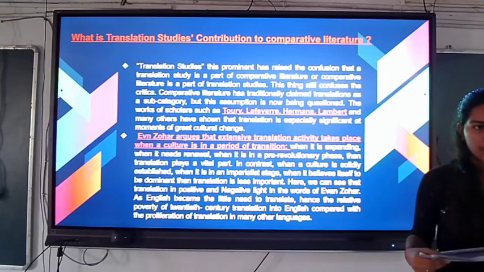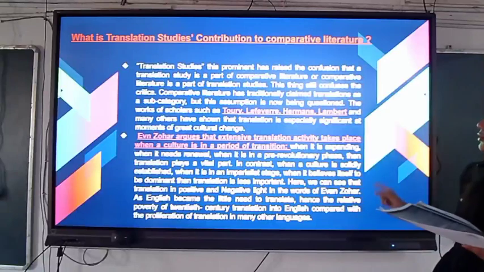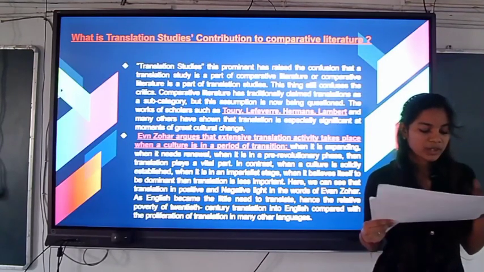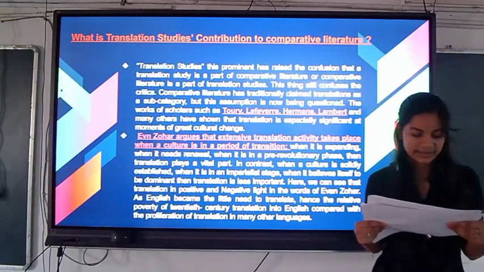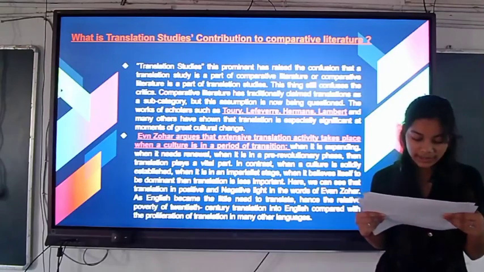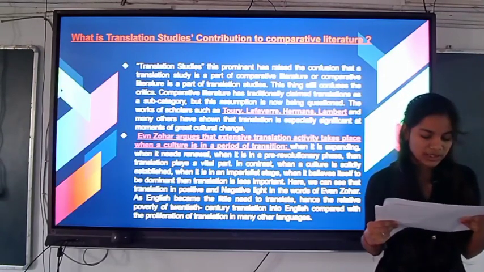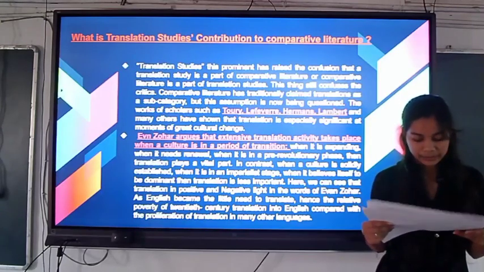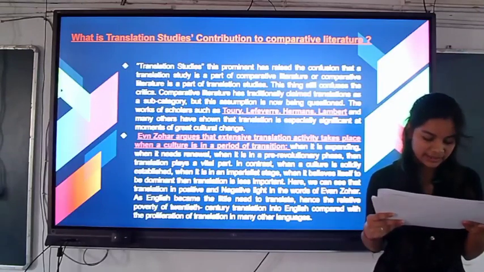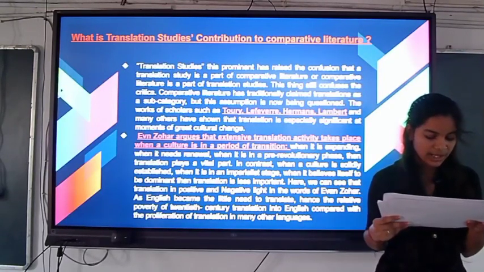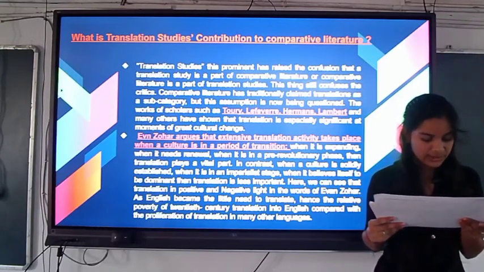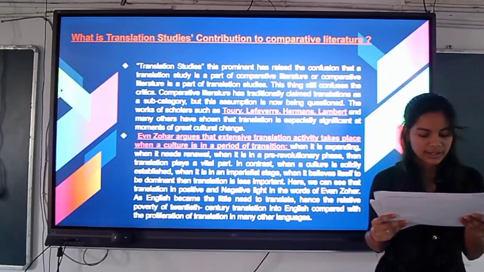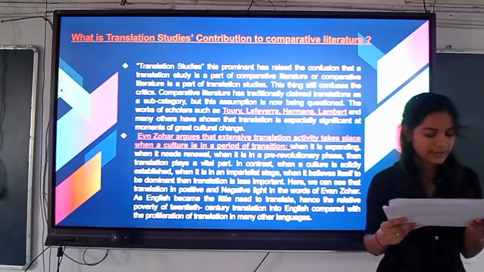Comparative literature has emerged under a new name. That is translation studies, which is a contribution to comparative literature. Comparative translation studies emerged in the mid-1970s. Translation studies is traditionally derived from polysystem theory, developed by Itamar Even-Zohar and later Gideon Toury and others. Comparative literature has traditionally claimed translation as a subcategory, but this assumption is now being questioned. The work of scholars such as Toury, Lefevere, Hermans, Lambert, and many others shows that translation is especially significant as a moment of great cultural change.